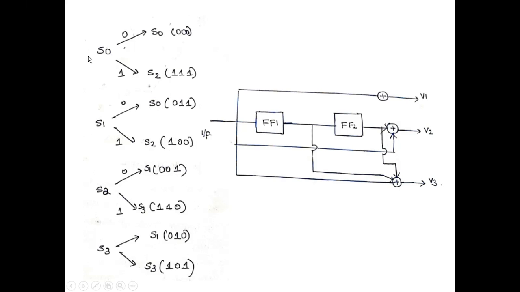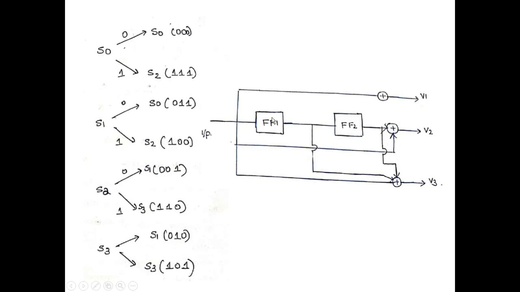So S0 is 0 0, S1 is 0 1, S2 is 1 0, and S3 is 1 1. So now we are assigning meaning: our present state is 0 0. At that time another input 0 is coming, so we can write now that our present state is 0 0.